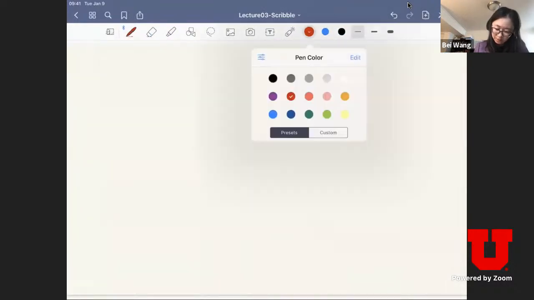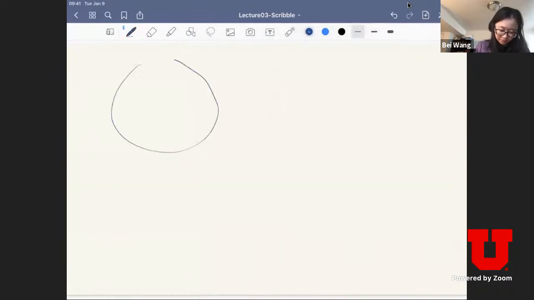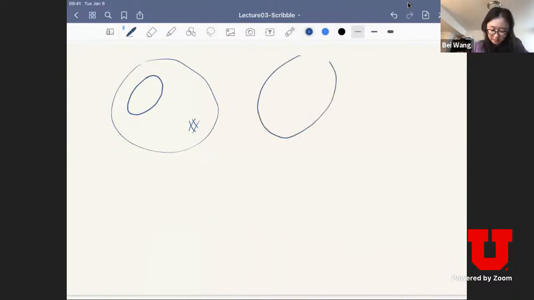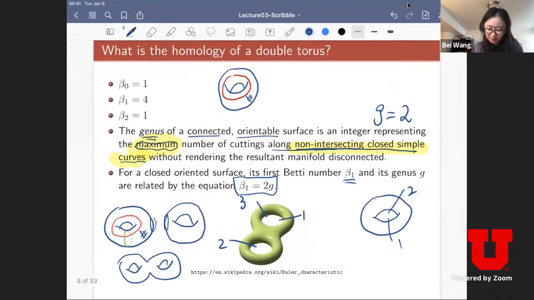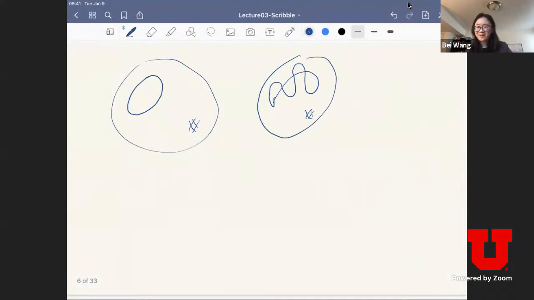Okay, let's start with a simple example of a basketball. What I drew here is a simple, not self-intersecting loop. But this is a closed loop, but it's not simple. So simple, and there's definitions, is non-intersecting, so you don't intersect itself.